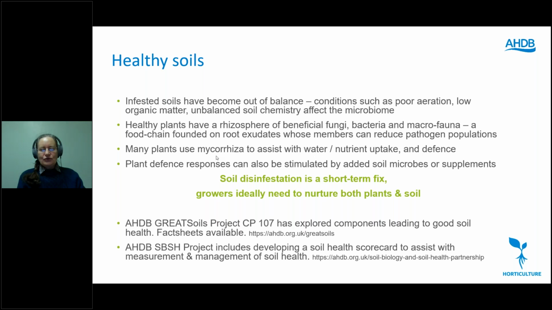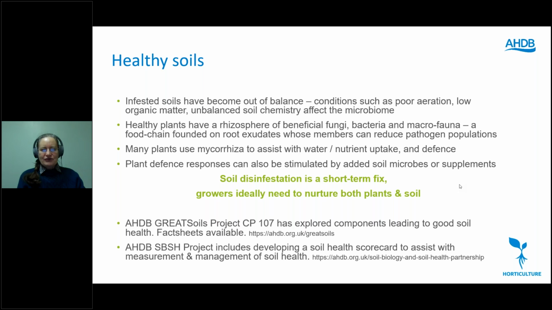Many plants also, if you haven't sterilised the soil, find other fungi and can develop a mycorrhizal system, and that will assist with water and nutrient uptake, and plant defence compounds can also be stimulated. You can actually buy microbes and various supplements to put in soil, and they have been shown in various experiments in certain situations to induce plant defence responses as well.